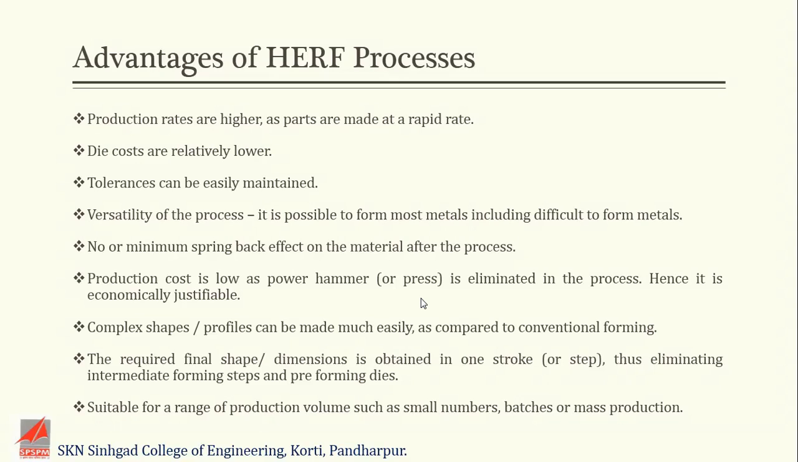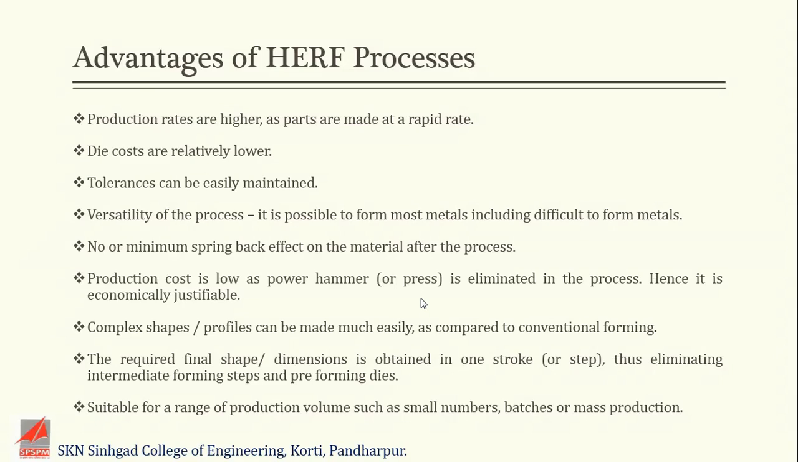Versatility of the process means this process is applicable to most of the metals which are difficult to work by using conventional forming process. On those metals also we can work satisfactorily. Minimum or no spring back effect on the material after the process. Now in conventional forming process, if we consider the punching or piercing operation, in that case the material slightly goes back to its original state. That is called the spring back effect. After deformation the material slightly regains its original size and shape.